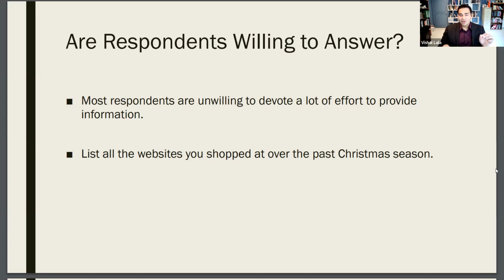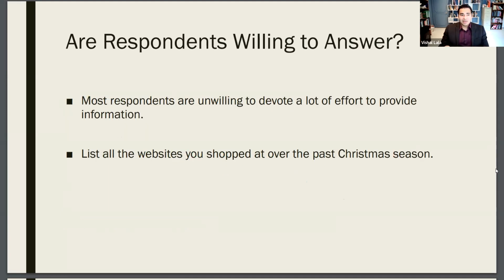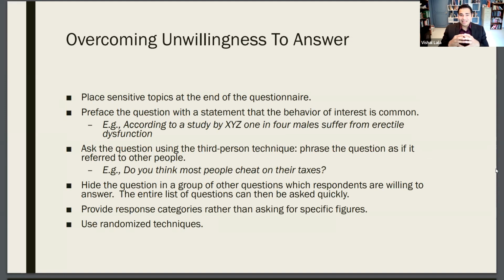So you're better off giving them a list of websites they can check boxes from. In general, I'm a fan of having, as far as possible, check boxes, radio buttons, have people choose stuff in a survey. Don't make them type stuff. And if you have to make them type stuff, put it at the end of the survey, not at the beginning. The other issue is, is it something people are unwilling to answer, like a sensitive topic, right? So there are some things people just don't want to answer because it's so.